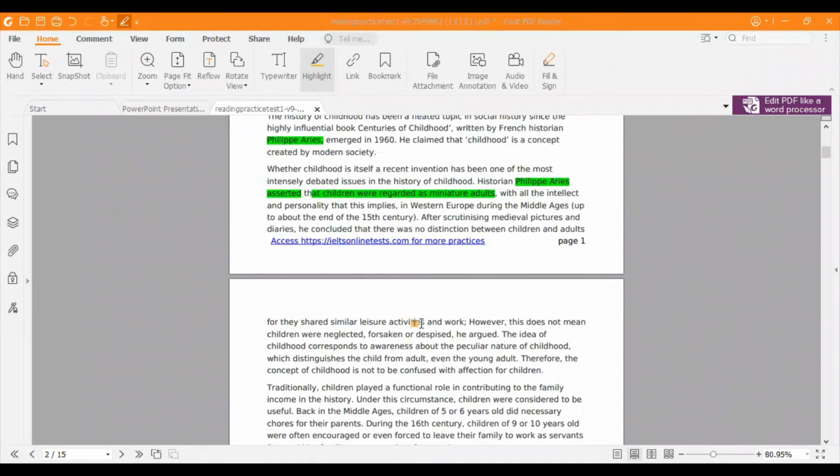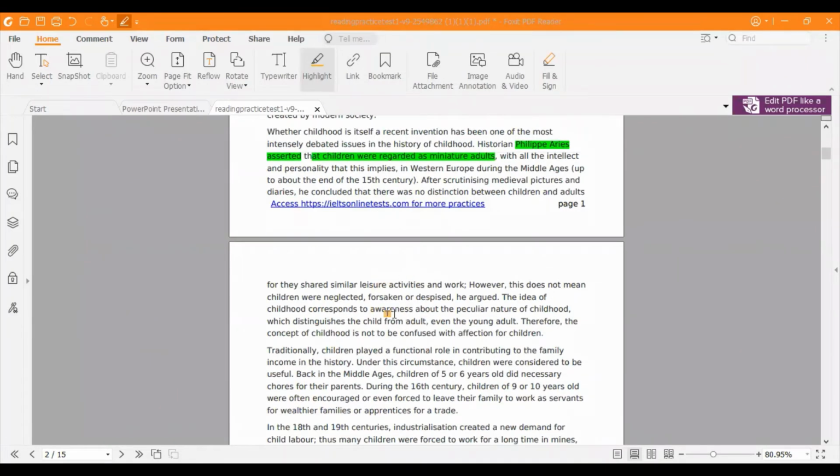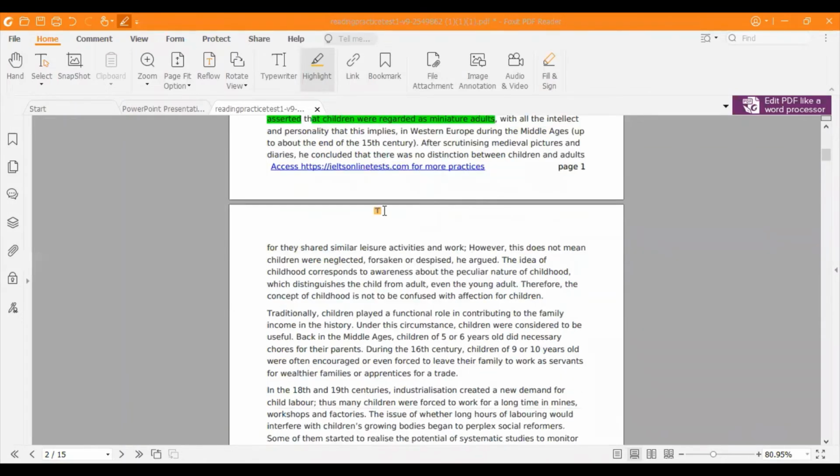So if you read this area, it is not unloved. Because actually the children used to work like adults. And it reached the point that some children actually fed their families. يعني قد هو يوصل يعيد أسرته. For example, here he said there is no distinction between children and adults, because they shared similar leisure activities and work. So they shared all of the things. So it is actually loved, not unloved. So this doesn't mean that children were neglected.